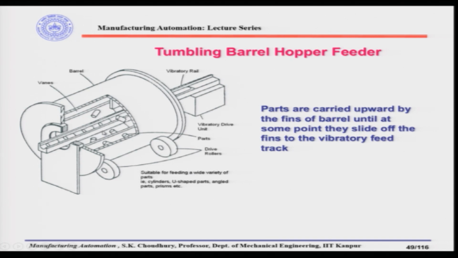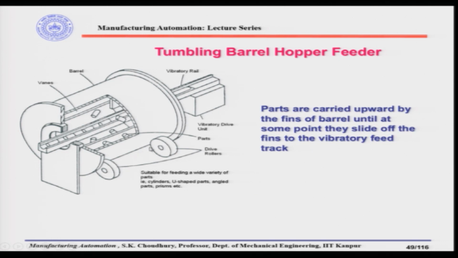The track is a vibratory track, and it works as a vibratory rail based on the principle that we have discussed in the vibratory bowl feeder. That means there is a vibratory drive unit here, which vibrates that rail as we have discussed in the vibratory bowl feeder, and because of the vibration, the parts hop and go forward along the rail when the parts fall from the vanes as the barrel is rotating.